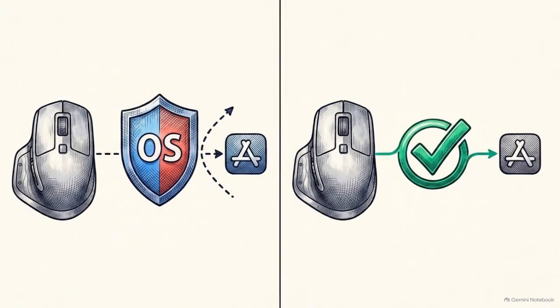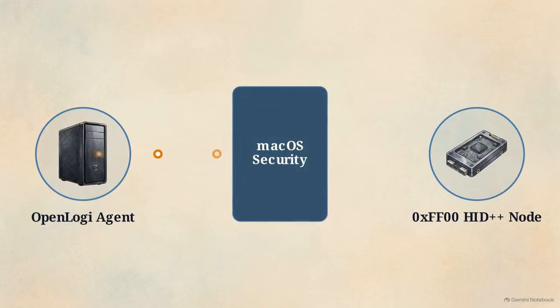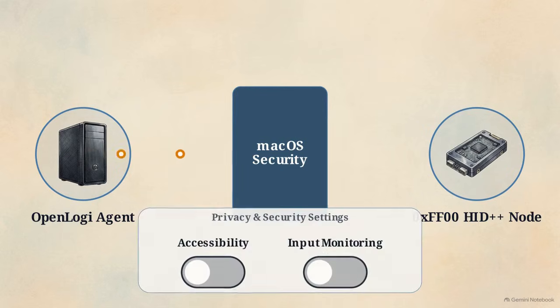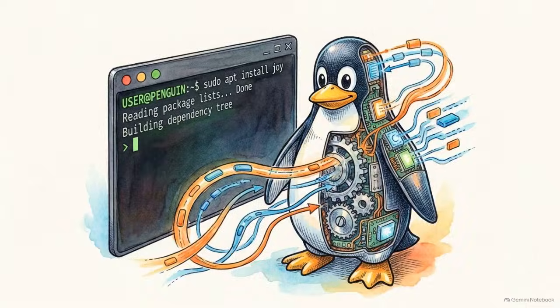To intercept physical hardware clicks and remap them, the application requires authorization to track inputs at the operating system level. This schematic illustrates a macOS limitation. Over Bluetooth, the OS places a security barrier over the 0xFF00 node, blinding applications. Enabling the accessibility and input monitoring toggles in privacy and security settings dissolves the barrier, allowing the signal to reach the software. Linux users must manually initialize their background agent.